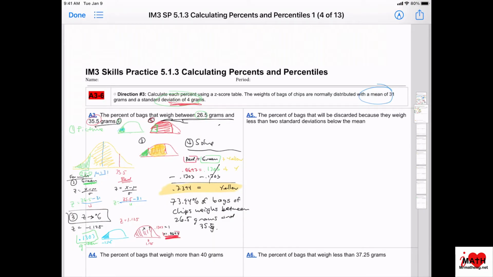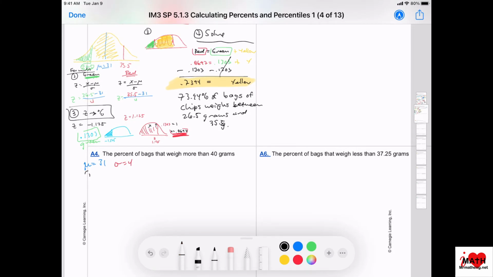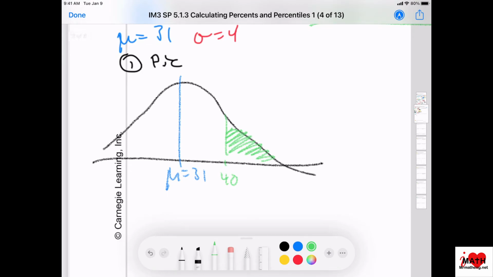All right, let's go over A4. Remember now, we're using this information up here that the mean is 31 and the standard deviation is 4. So step number 1 is to draw a picture. And the mean here is 31. And the percent of bags that weigh more than 40. So 40 is up here. And we're basically trying to find this area. Now remember, the z-scores will only find percents going from left to right. So essentially what we're going to figure out is basically this yellow area, and we'll use that to subtract it from 1 to find the green area.